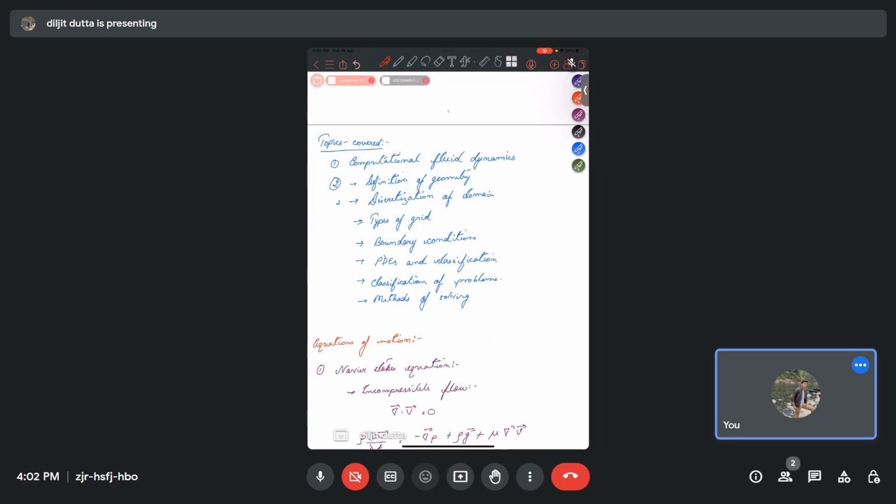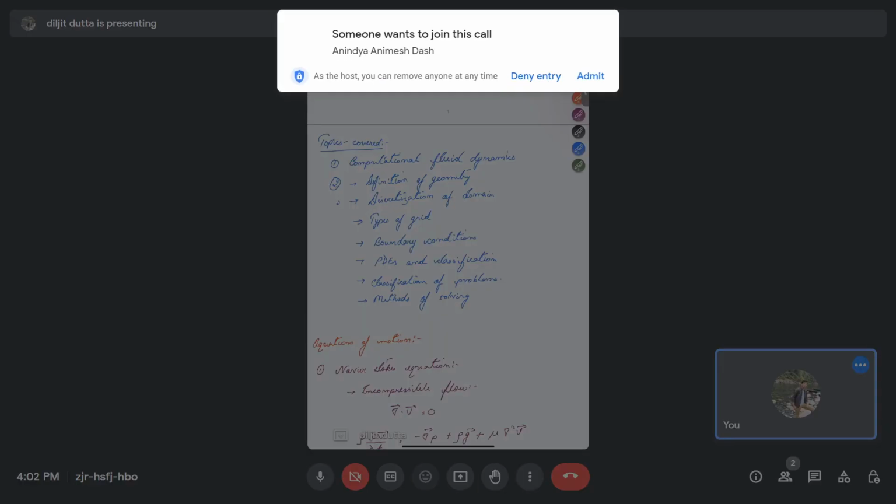So for different types of PDEs and different types of physical problems, we will be using different methods. We will see one or two methods that are used for solving the most typical or most common fluid flow equations. And then we'll just see the basics of the finite volume method.